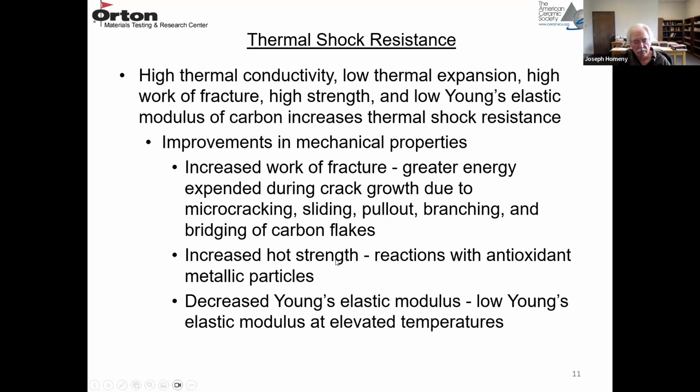These materials have high hot strength. Carbon has good hot strength, but you also have these antioxidation agents. Mostly they're metallic particles, and they can also improve the hot strength when they react with gases like oxygen. And I'll go over that in a few minutes. And a decreased Young's elastic modulus prevents stress buildup, and that's primarily because of the microcracks present. The microcracks will lower the elastic properties.